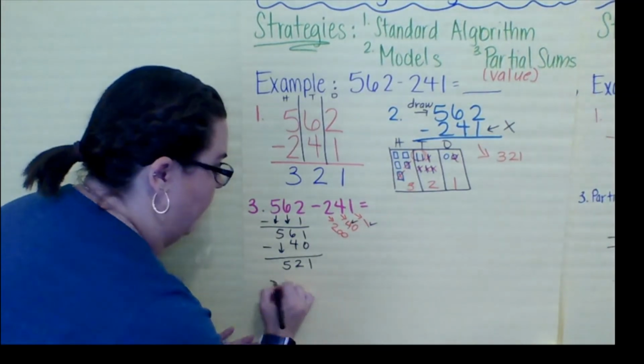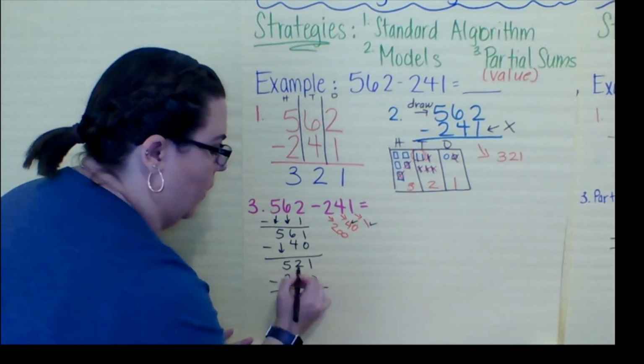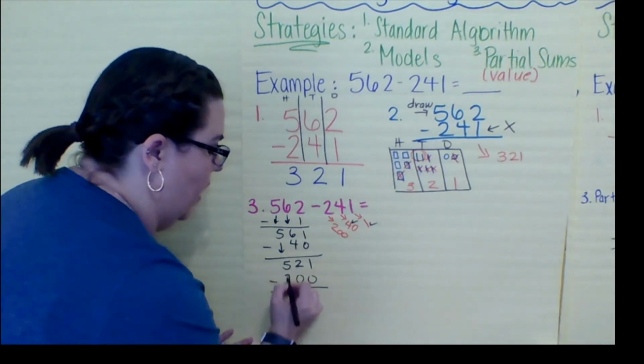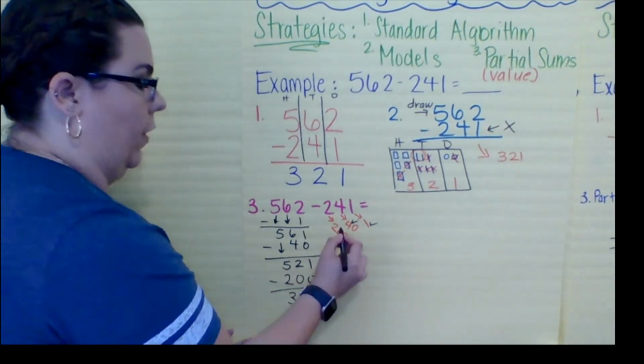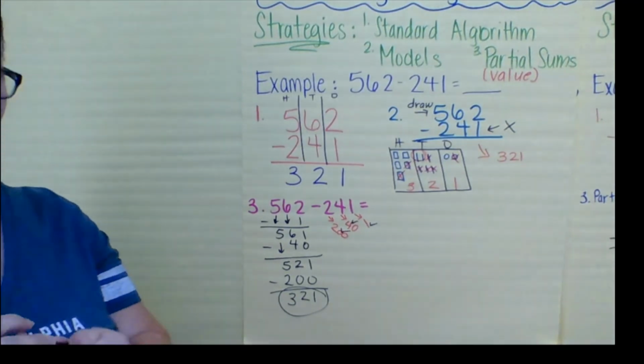So now I'm just going to take away 200. 1 minus 0 is 1. 2 minus 0 is 2. And 5 minus 2 is 3. And just like that, you solve the problem using partial sums.